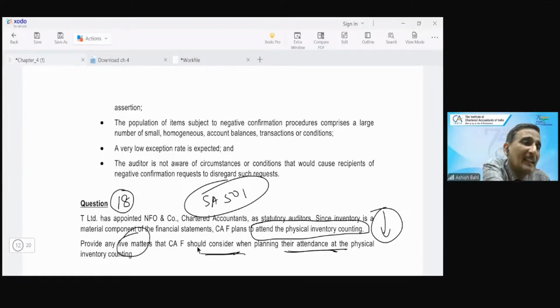No, Harshit, you are saying price tags of material are intact or not. This may be seen at the time of actual physical inventory count. What matters would you consider at the planning stage, when you are planning to attend physical inventory count? So what issues would be cropping up in your mind so that your attendance at physical inventory count meets its purpose?